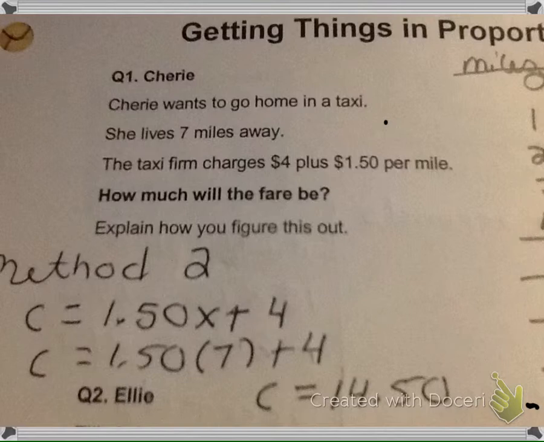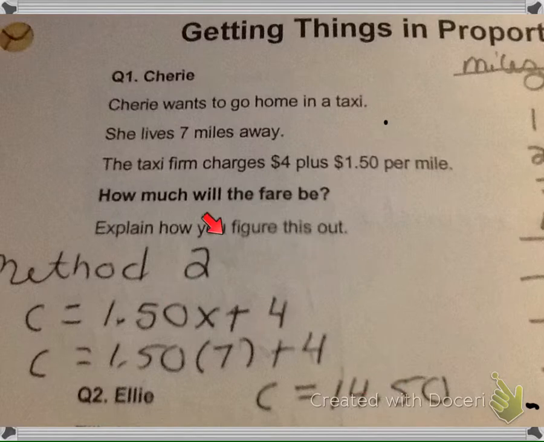Okay, so using the equation, C represents the total cost of the taxi ride, $1.50 represents the cost per mile, X represents the number of miles of the taxi ride, and the +4 is the charge that you have to pay just to get the taxi to go to your house. So to solve this problem, I'd have to do $1.50 times 7 miles, and then once I got that answer, I'd have to add 4 to that, and I still get the answer of $14.50.